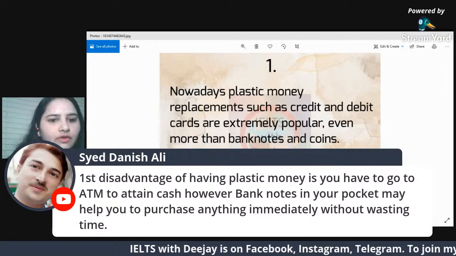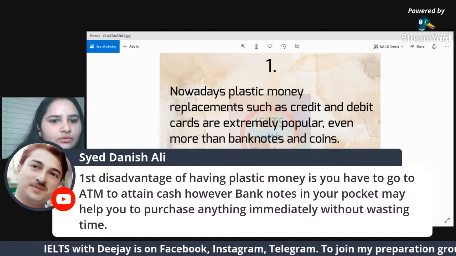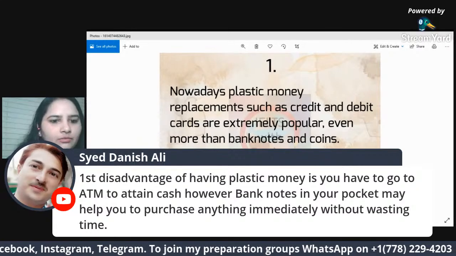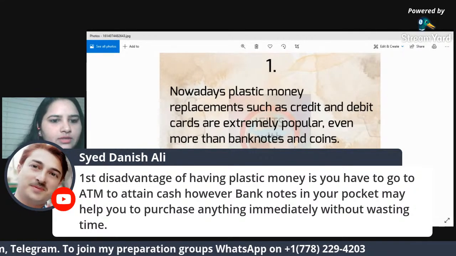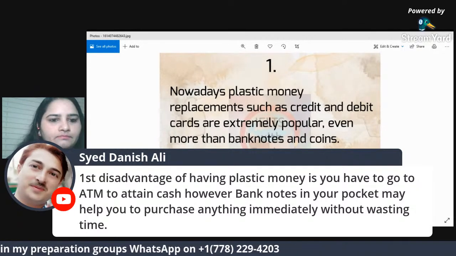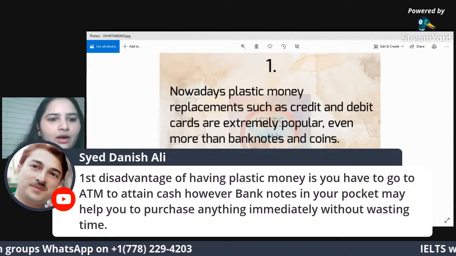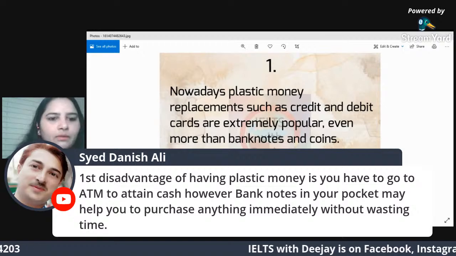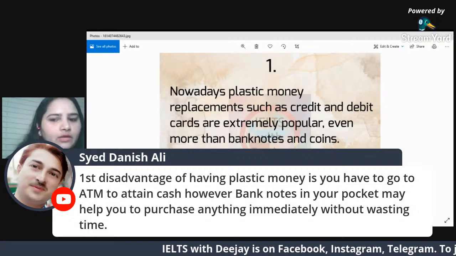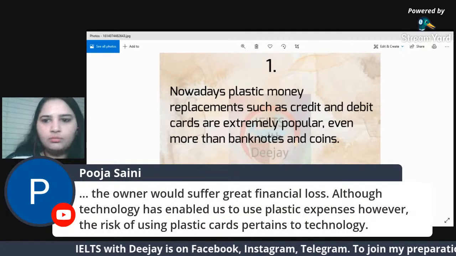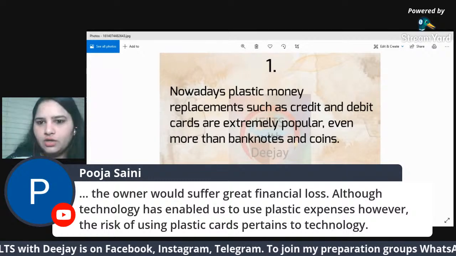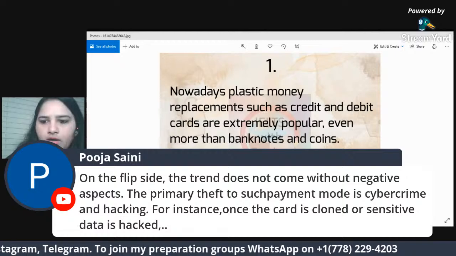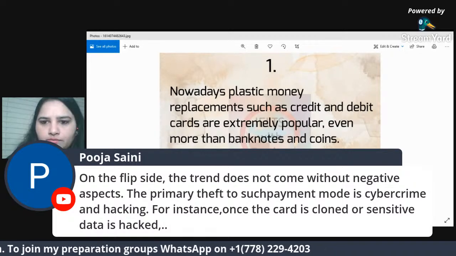The first disadvantage of having plastic money is you have to go to an ATM to obtain cash. However, banknotes in your pocket may help you to purchase anything immediately without wasting time. But with our cards, we do not need cash. We just swipe it and we can do the payment. This is what we can do. Okay, Pooja's comment. This is the first one, and this is the second one in continuation.